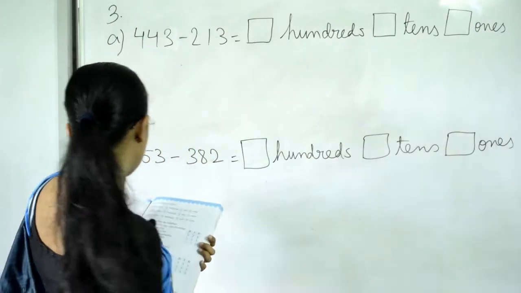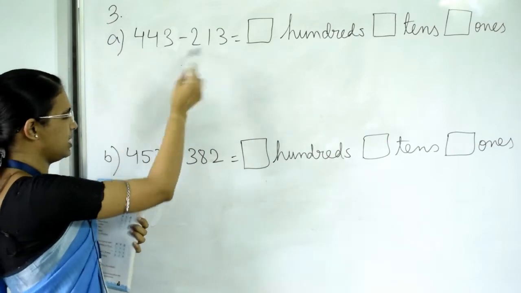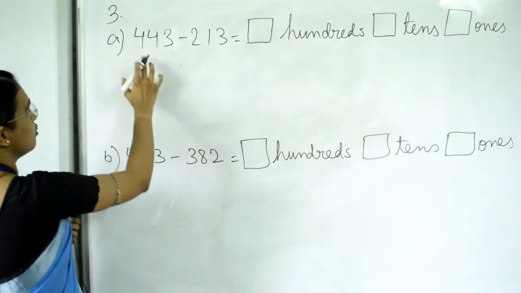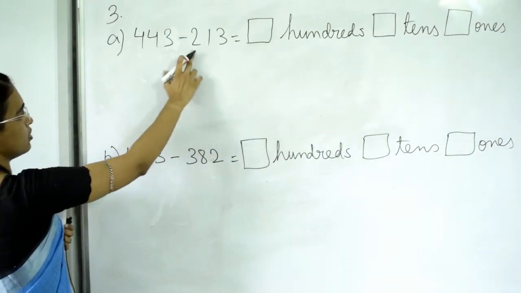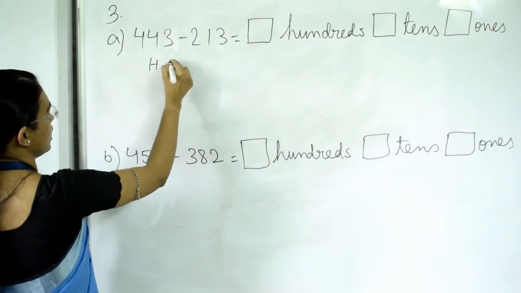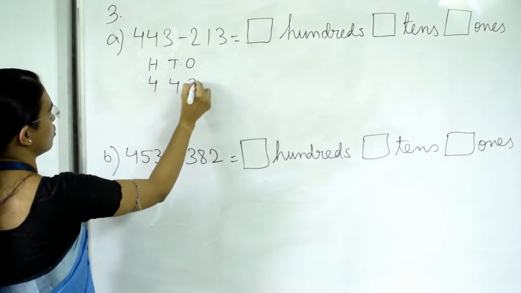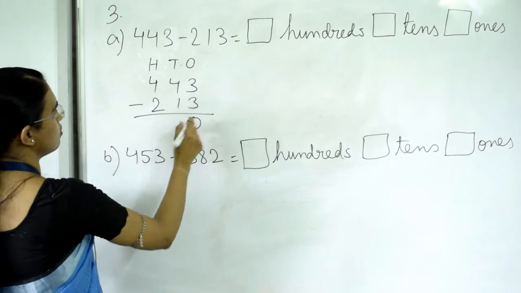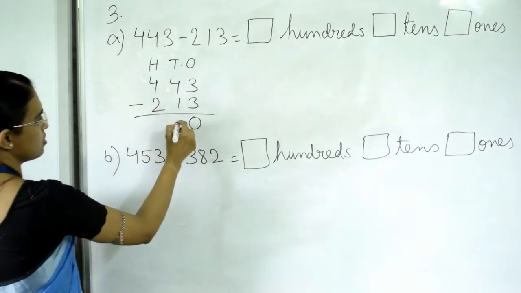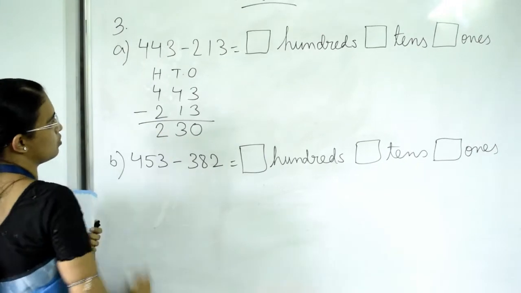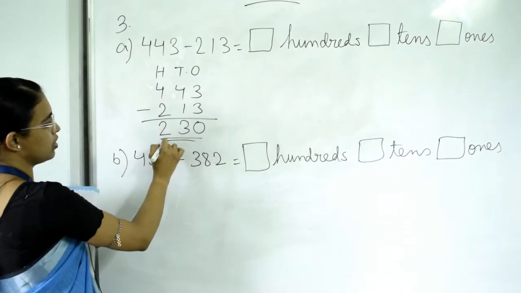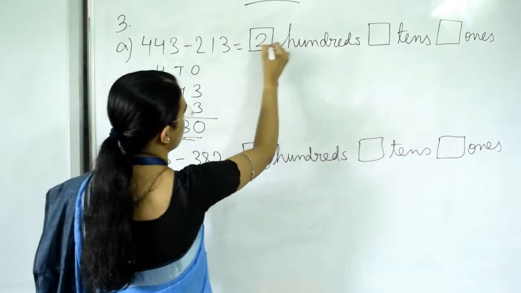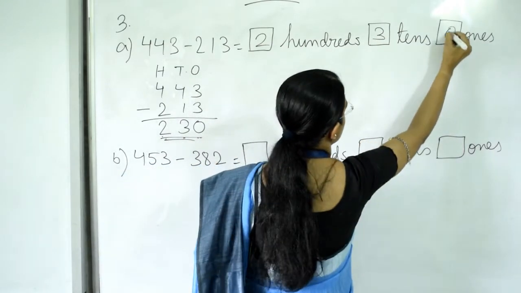Now come to question number 3, fill in the missing numbers. We have to solve the sums and fill these boxes. First is 443. We have to subtract 213 from 443. So write H T O, then 443 minus 213. 3 minus 3 is 0. 4 minus 1 is 3. 4 minus 2 is 2. So the answer is 230, which means 2 hundreds, 3 tens and 0 ones.